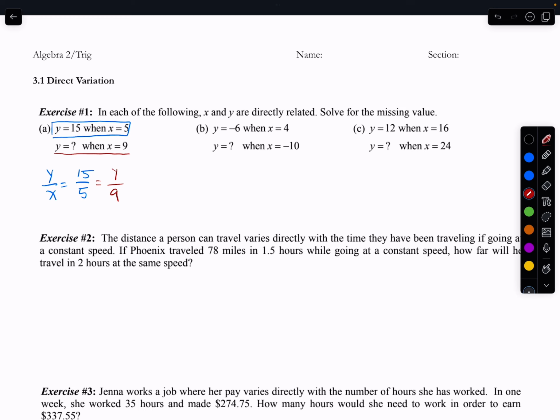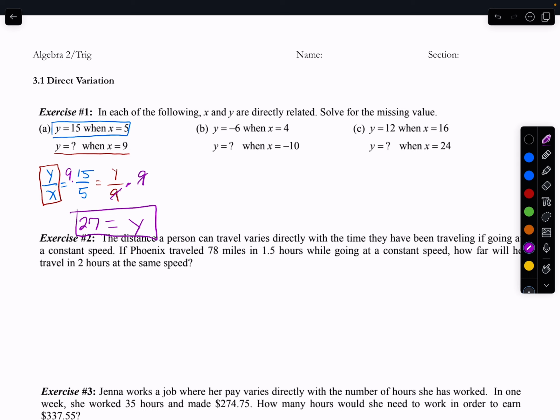So what you can see here is we have a proportion that is equal to each other, and we want to make sure that all the y's are on the top and all the x's are on the bottom. Then we can either cross multiply and solve, or what's more efficient, since you're in algebra 2, I've got y divided by 9. If I multiply by 9 on both sides, the 9s go away, and you're left with y. Type that into your calculator: 9 times 15 divided by 5 will give you an answer of 27.